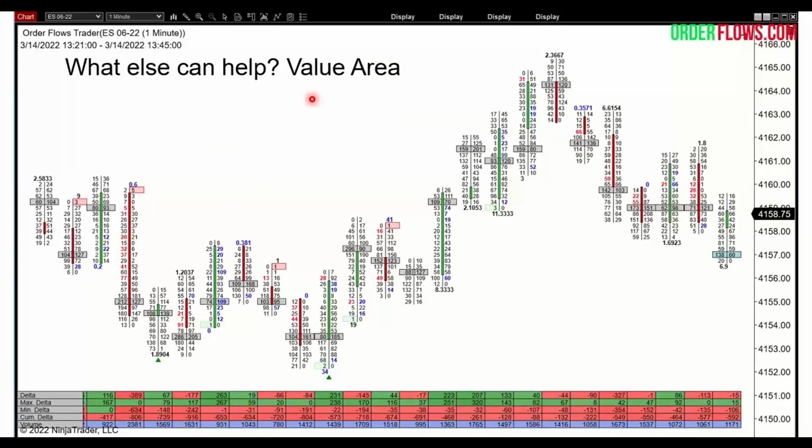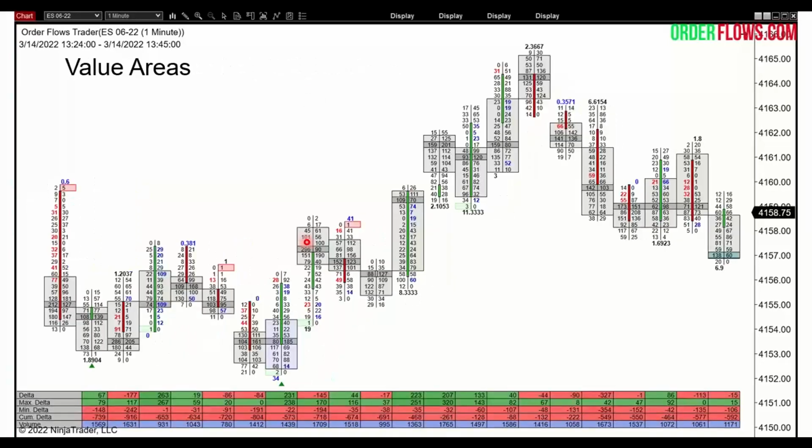Now, what else can help? I just spoke about the value areas, right? Why not add value areas to your bars? A simple little thing can really make your trading a heck of a lot easier. Okay. You have a nice gap here. What do you think that's telling you, right? Now you had a gap down, went sideways. Now you're gapping back up.